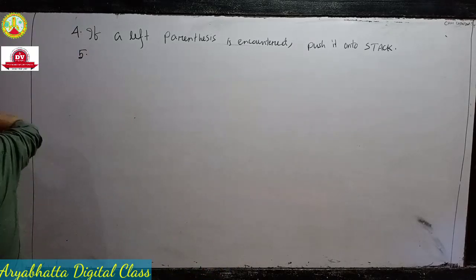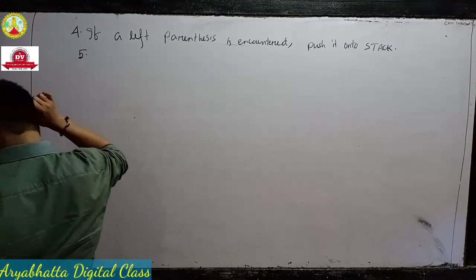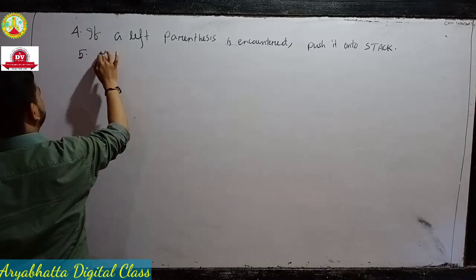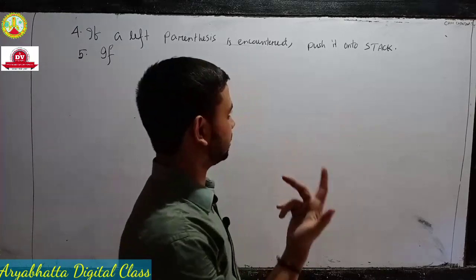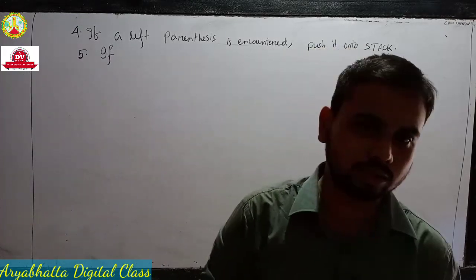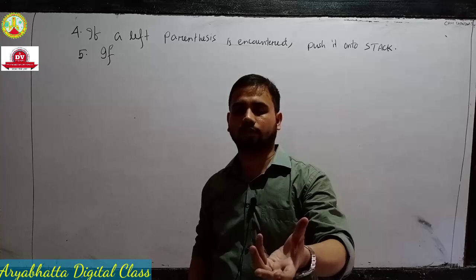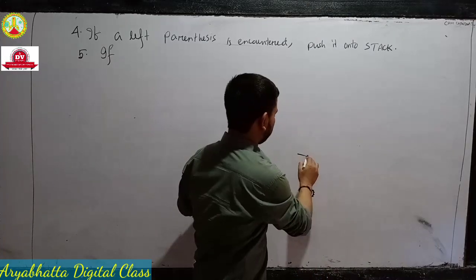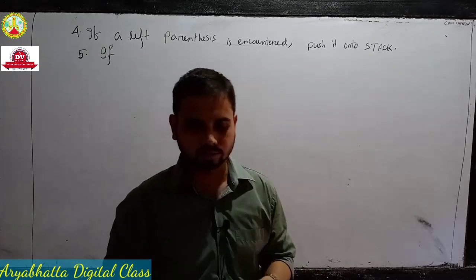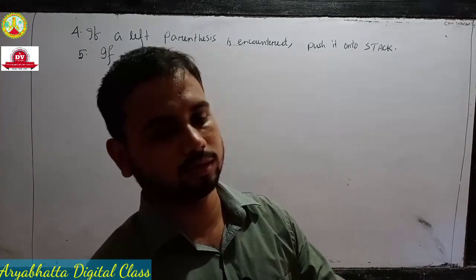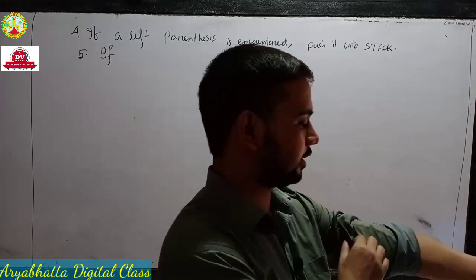Number 5. Now, if an operator is encountered, what happens? We already know if an operand is encountered, but if an operator is encountered, operator means addition, multiplication, that type. When an operator is reached, what step do we take? You see.